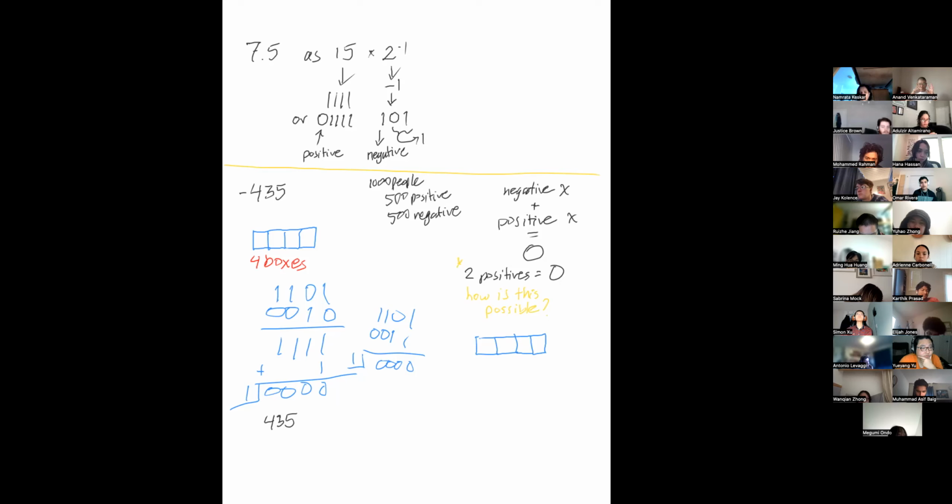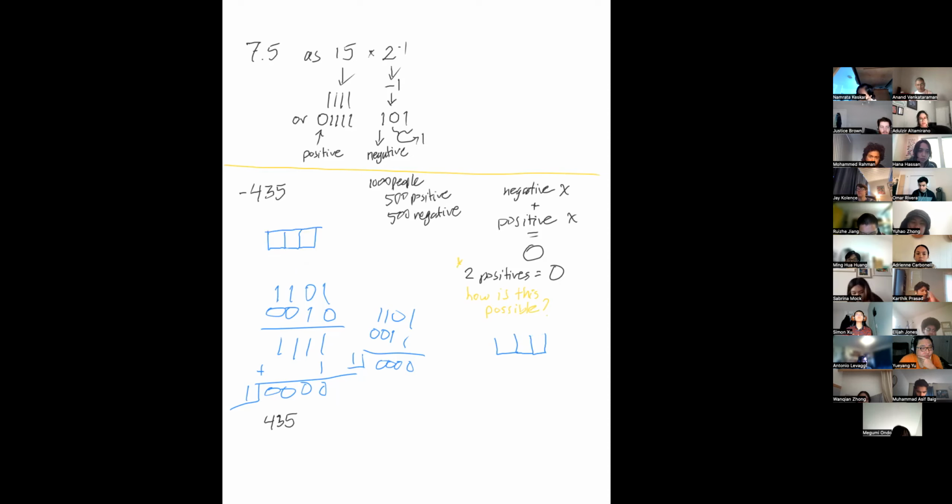435 is fine. So what we want to do is come up with a number that when you add to 435 is going to give you 1,000. For 1,000, well, we have four boxes. Can you just change that to three boxes? We'll make that three boxes. So we have three boxes, 435.